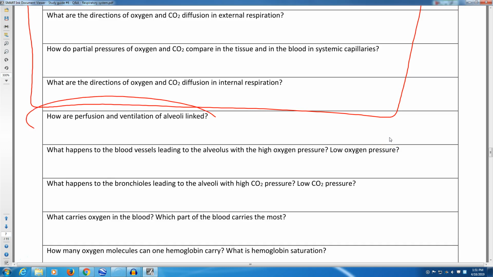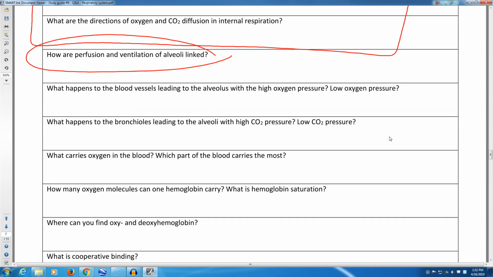Perfusion and ventilation of alveoli. If an alveolus has high oxygen concentration, what happens to the arterioles that lead to that alveolus? Dilate. Low oxygen, constrict. If an alveolus has high concentration of CO2, what happens to the bronchioles that lead to that alveolus? Dilate. And if it's low CO2, constrict. There you go. Okay. So we've got this.